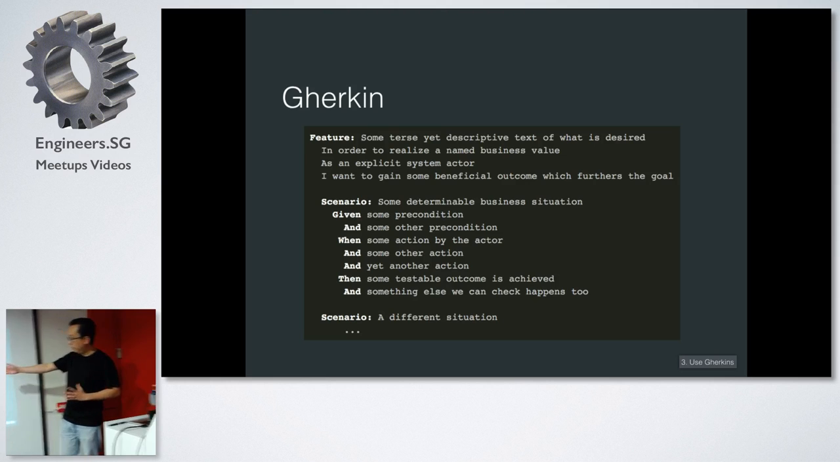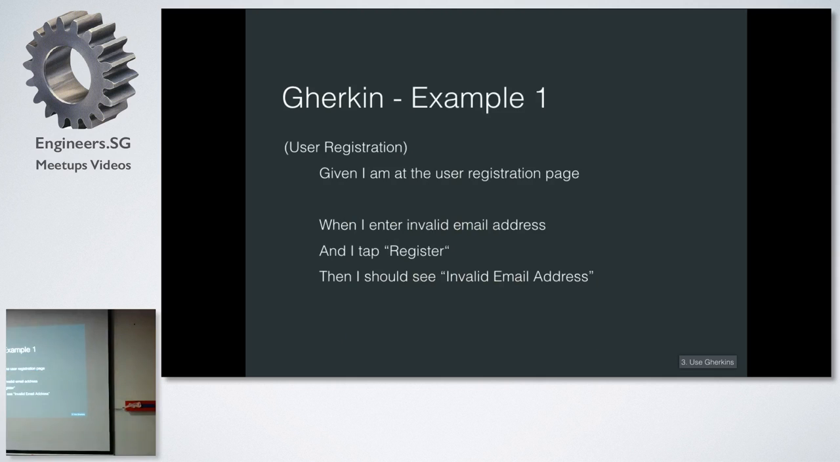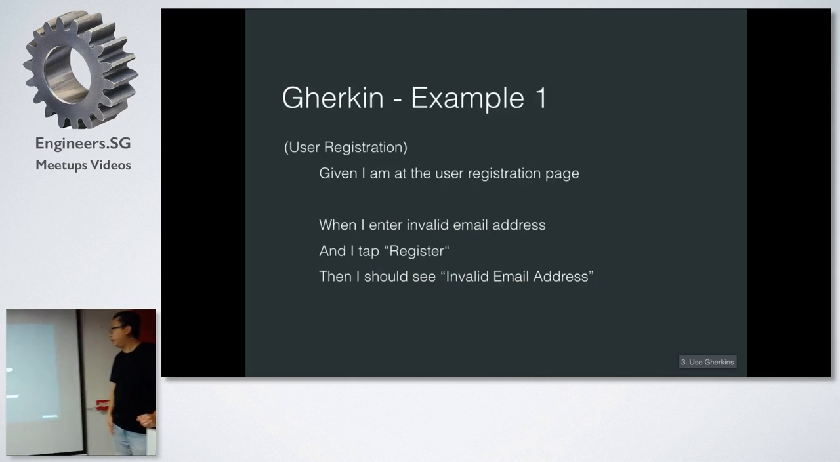So for given, some preconditions have been met, or the user is currently at this particular screen. When the user has performed some actions on the app, then we do some checking or assertions. Let me give some examples. If you are at the user registration screen: given I'm at the user registration page, when I enter an invalid email address and I tap register, then I should see invalid email address.